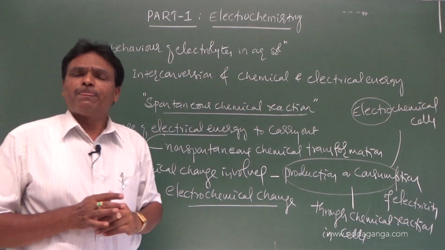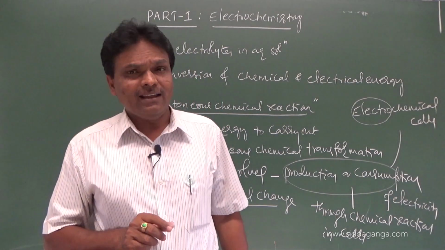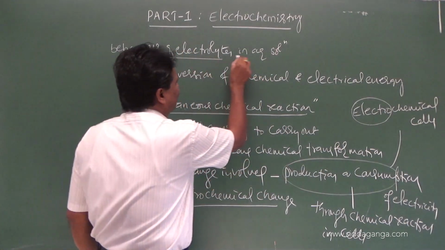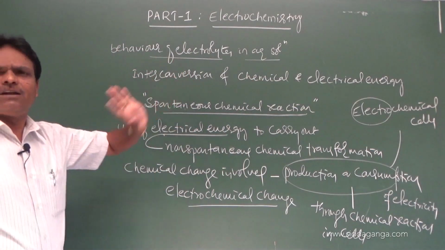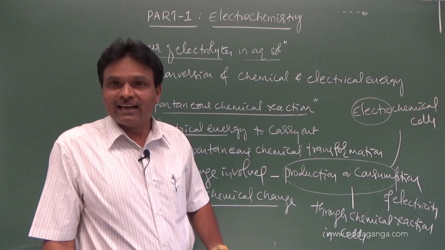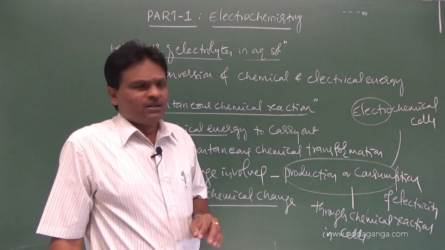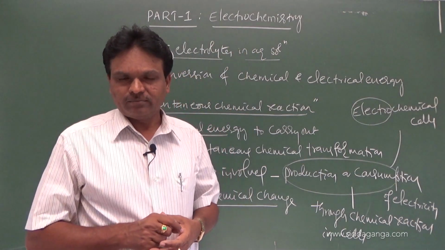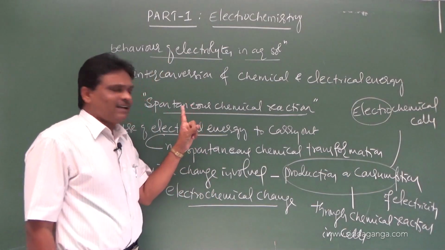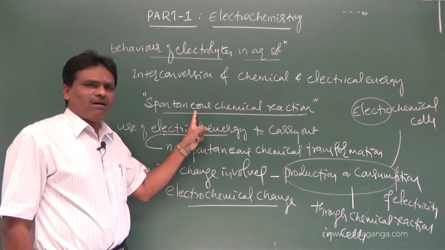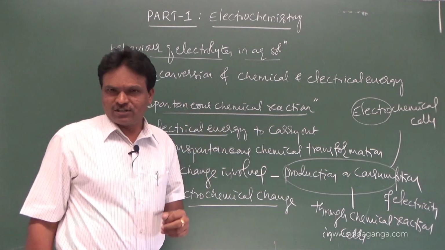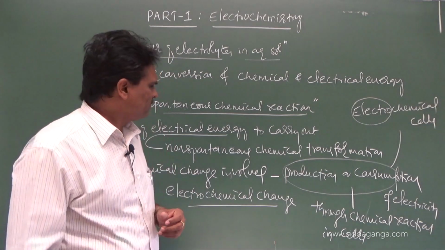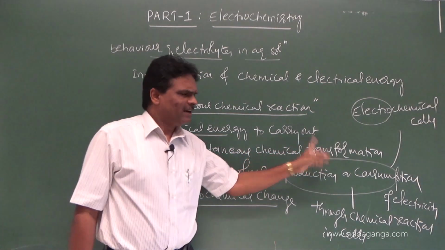So what is meant by electrochemistry? It is the branch of physical chemistry which deals with the study of behavior of electrolytes in aqueous solutions and also the interconversion of chemical and electrical energies. So in electrochemistry, we study the production of electricity from energy liberated from spontaneous chemical reactions, and electrical energy can be utilized to carry out some non-spontaneous chemical transformations.